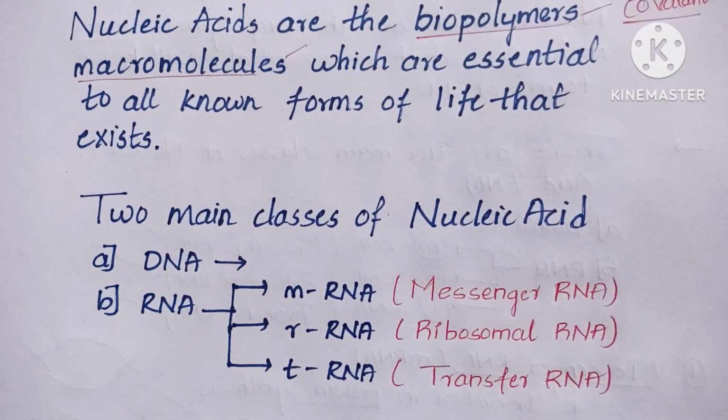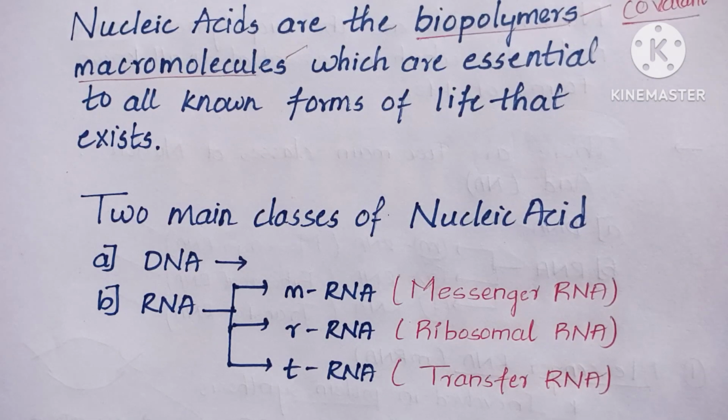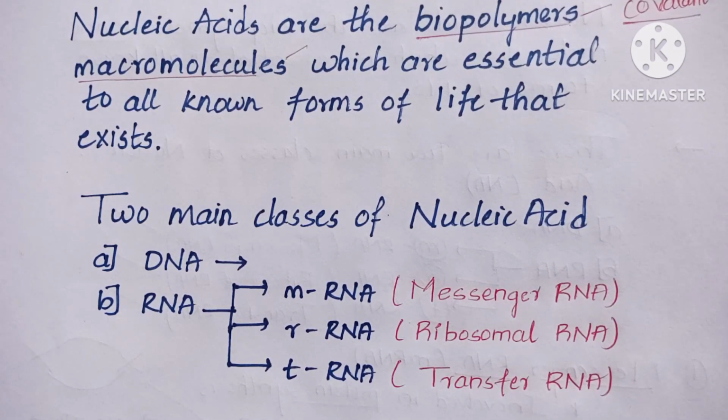DNA is double stranded, whereas RNA is single stranded. mRNA is also known as messenger RNA, rRNA is known as ribosomal RNA, and tRNA is known as transfer RNA. These are the three classes of RNAs. As we all know, nucleic acids are made up of many monomer units. These units are known as nucleotides.